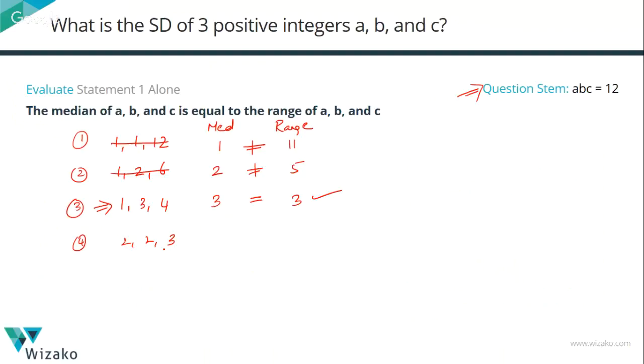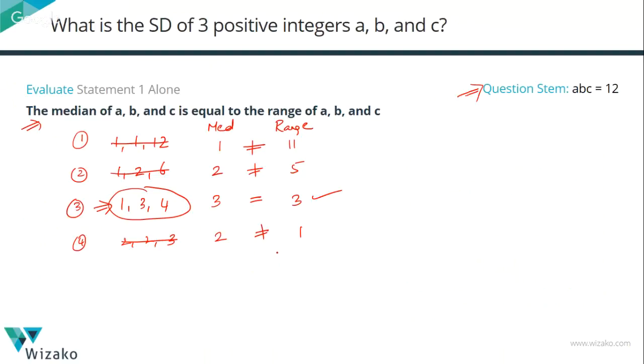The last one, 2, 2, 3. The median is equal to 2. The range is equal to 1. Median is not equal to range. So this is not what we are talking about. So with this information that ABC equals 12, 3 numbers are positive integers, and the data given in statement 1, there is only one set of numbers which will satisfy it. 1, 3, and 4. There is going to be a unique value for the standard deviation of this.